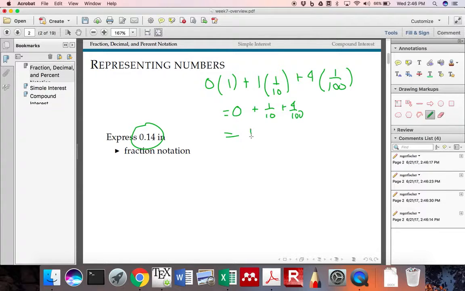And since 1/10 is 10 1/100ths, multiply the numerator and denominator by 10, and multiplying by 10 over 10 is 1. This is 14 1/100ths. 1/10 and 4/100ths is 10/100ths, and 4/100ths, 14/100ths.